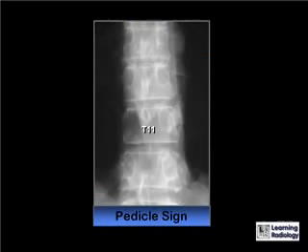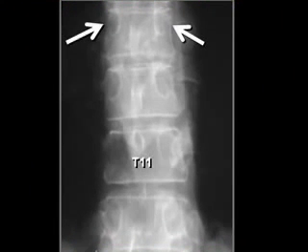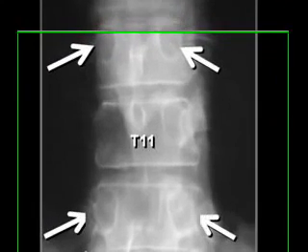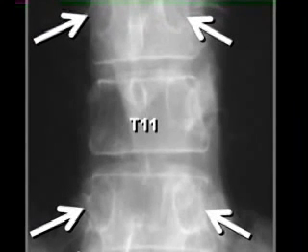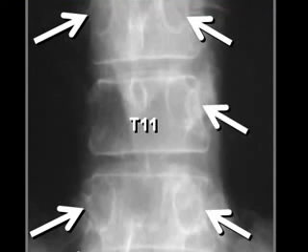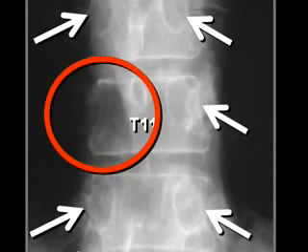This is an example of the pedicle sign. We see two pedicles, one on each side, on the T9 vertebral body, two pedicles on the T10 vertebral body. We're going to skip T11 for a moment, two pedicles on T12, but if we look carefully at T11, we see there's a left pedicle, but the right pedicle of T11 has been destroyed by metastatic lung cancer.